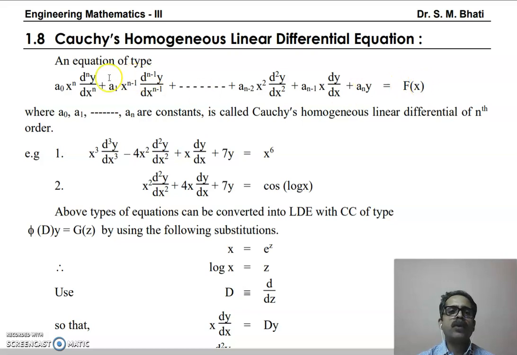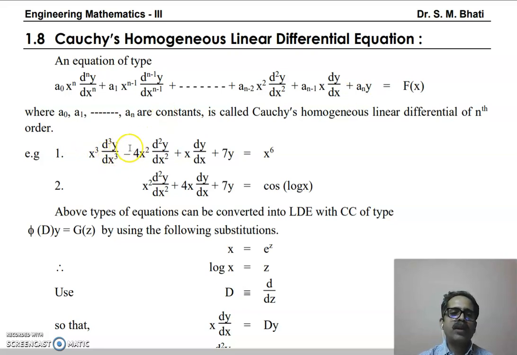You can see that this is the nth derivative and the coefficient of this nth derivative contains x raised to n. The coefficient of a derivative of order n minus 1 contains x raised to n minus 1. Likewise, this is the second order derivative, its coefficient contains x square. This is the first order derivative of y with respect to x and its coefficient contains x. This y is the zero order derivative, so no x, that is x raised to 0, that is 1.